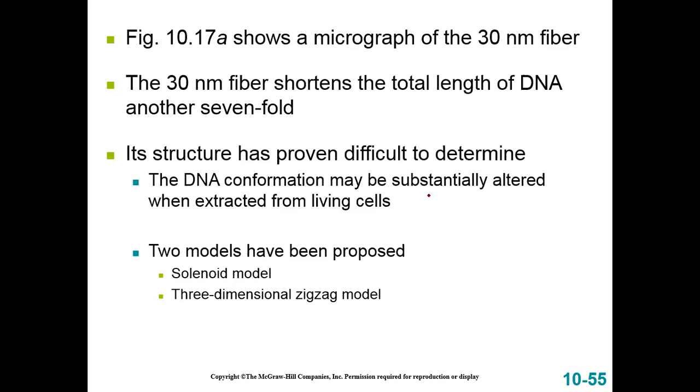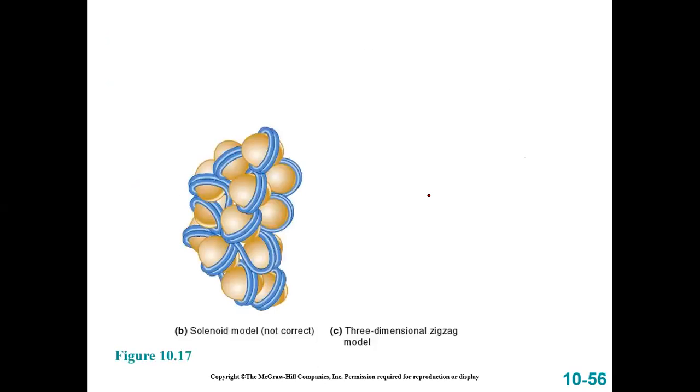The structure of the DNA conformation may be substantially altered when extracted from the cells. During the extraction, the structure is altered. Two models have been proposed. One is the solenoid model and the second one is the three-dimensional zigzag model. These two models are very important to explain the chromosomal structure.